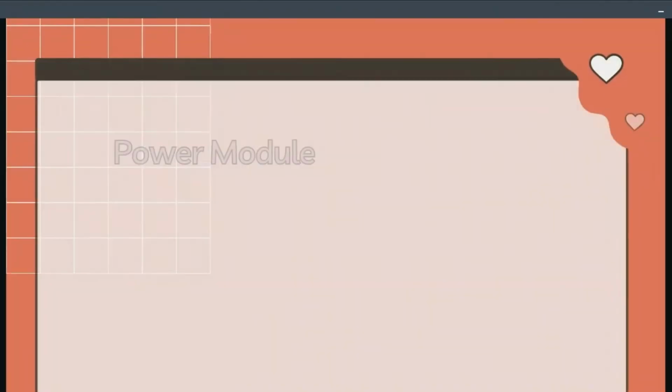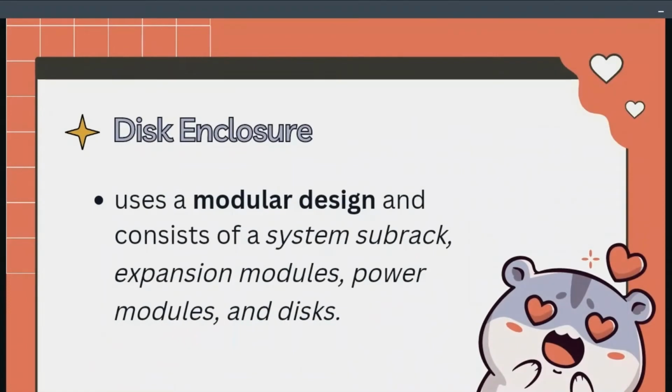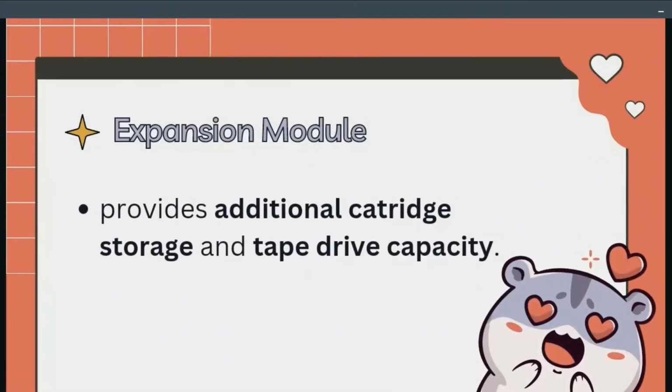Next slide would be power module. AC power module supplies power to the controller enclosure, allowing the enclosure to operate normally at maximum power. So this is the definition of a power module. Next one is disk enclosure. Uses a modular design and consists of a system sub-rack, expansion modules, power modules, and disks. So this is our disk enclosure. Next, we have expansion module. Provides additional cartridge storage and tape drive capacity.